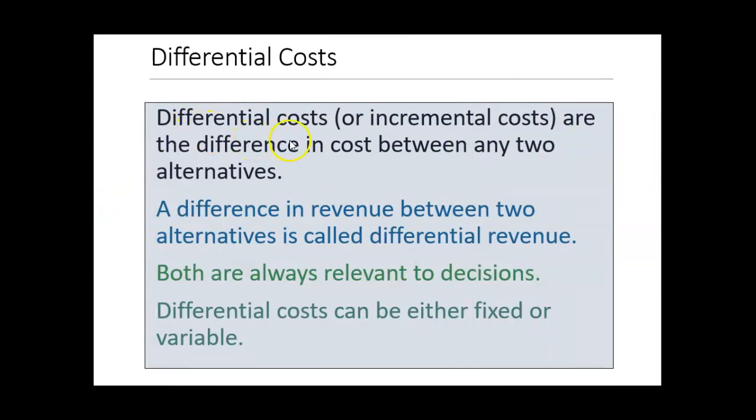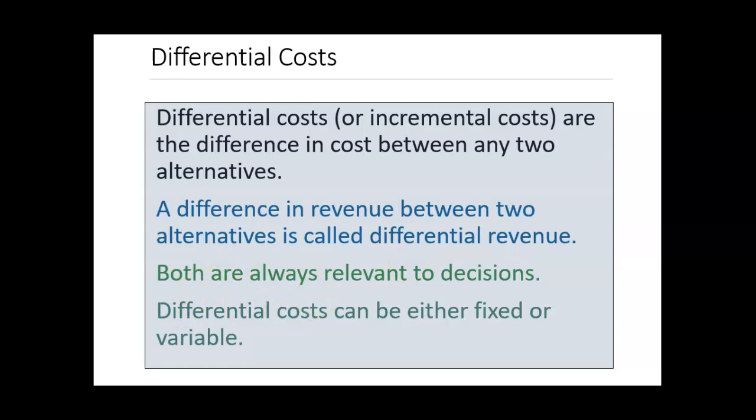Differential costs, or what we call incremental costs, are the difference in cost between any two alternatives. And we'll look at that in more detail. There could be a difference in revenue between the two alternatives, which is called differential revenue, or it could be a differential in cost, which is called differential cost. Both are relevant in our decision-making process.